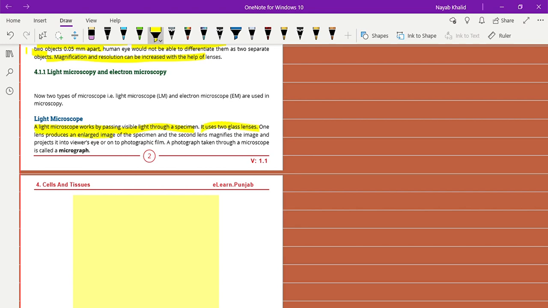One lens produces an enlarged image of the specimen. One lens is used for the magnification and the second lens magnifies the image and projects it into the viewer's eye or onto the photographic film. So with the help of a lens we see a specimen very closely.